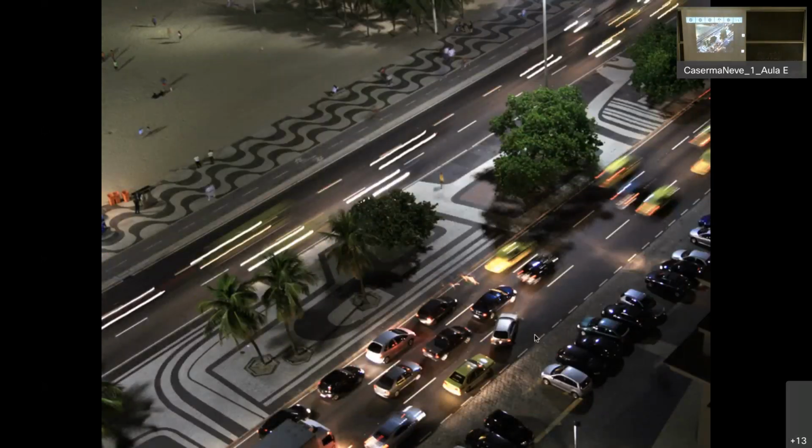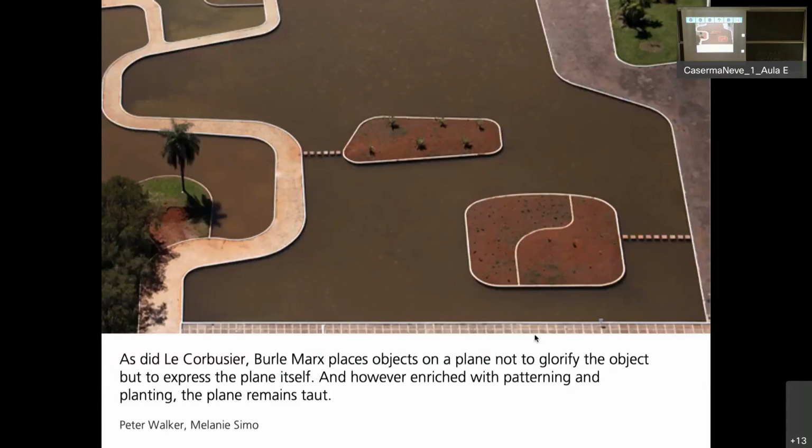Okay, this is another. These are images that you already know because I already showed you, and I want to just repropose this quotation that is very interesting in this short article that I gave you by Peter Walker and Ballarissimo on Burle Marx, Barragan, and Puschkin. It is very important for you to read it.